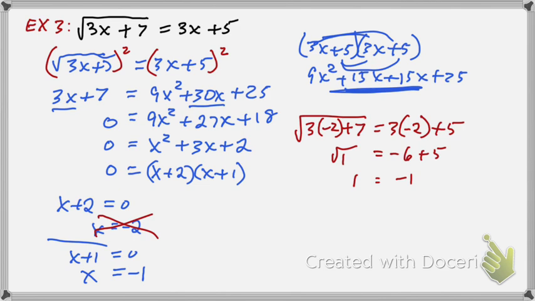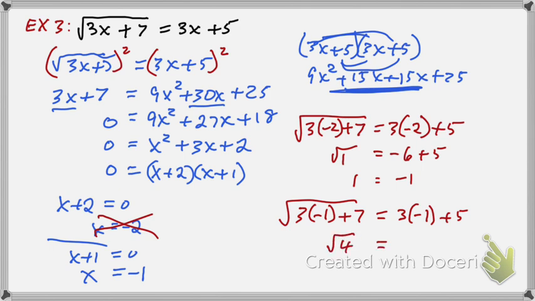Try the negative 1. So I've got 3 times negative 1 plus 7. Does that equal 3 times negative 1 plus 5? So under the radical, I've got negative 3 plus 7, so that's a positive 4. On the right-hand side, I've got negative 3 plus 5. That's a 2. Ding, ding, ding. So there's my answer.